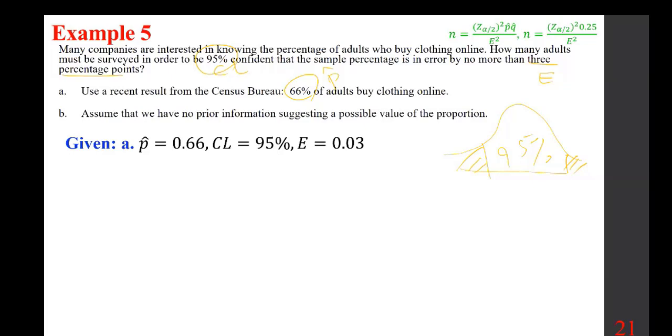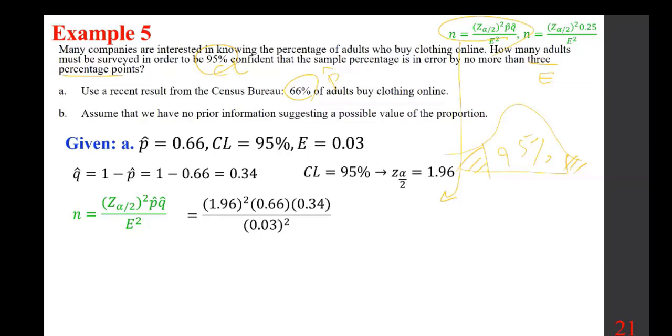So P hat is 0.66. We calculate the Q hat. Confidence level of 95% gives us 1.96. We put all of that into the first formula. Z alpha over 2 squared is 1.96 squared. P hat, 0.66. Q hat, 0.34, or simply 1 minus 0.66. E, 0.03 squared. Do the math.